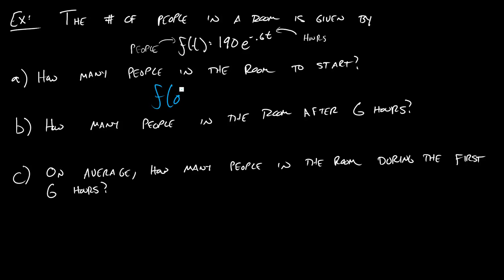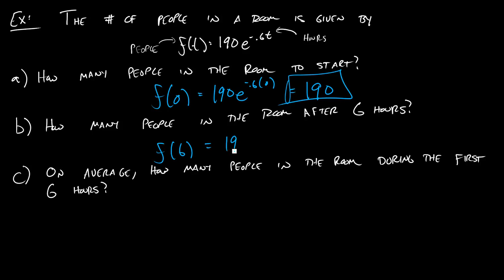It's just f of 0 is equal to 190 e to the negative 0.6 times 0. This whole thing, e to the 0 is 1. So my answer is, oh, there's 190 people to start off with. Now, how many people are in the room after 6 hours? Again, this is just asking me to plug something into my function. There's no averages to be done here. f of 6 is going to be 190 e to the negative 0.6 times 6. Here I'm going to get one of my weird half people things. I'll plug that into my calculator and get 5.1915 people.